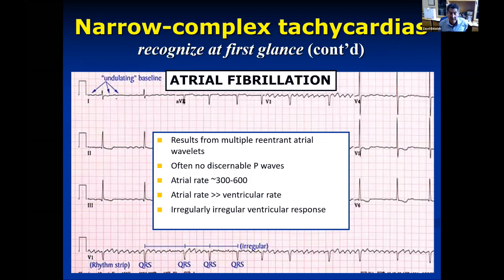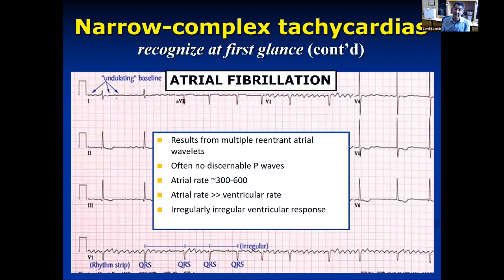And of course, that's far faster than anything the AV node can handle. Thank God for that. The AV node protects our ventricles. Imagine if we were able to conduct every atrial impulse one-to-one to the ventricles. What would happen? Atrial flutter would become ventricular flutter, a ventricular rate of 300. Atrial fibrillation would become ventricular fibrillation, a ventricular rate of 700 or 800. And that's, of course, incompatible with life.